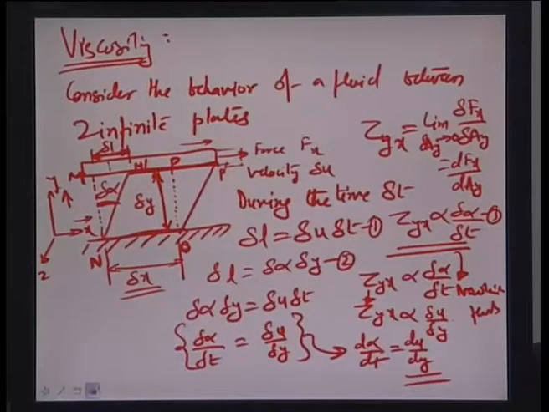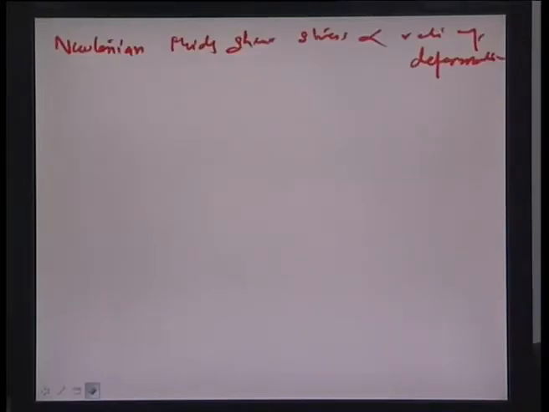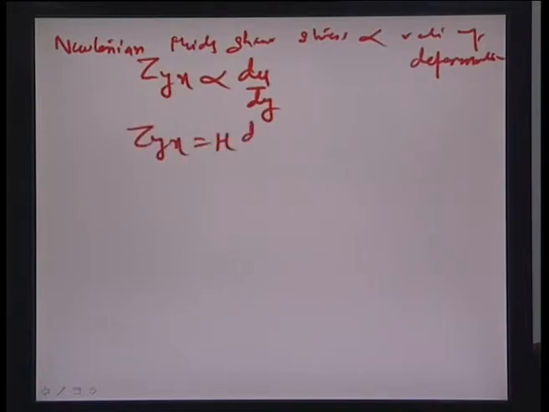That is how the fluids are defined. Therefore, in such a situation we have tau yx proportional to du by dy, and the constant of proportionality is also known as the viscosity of the medium, mu. What viscosity physically means is this: let us say we consider two different fluids, say glycerine and water.